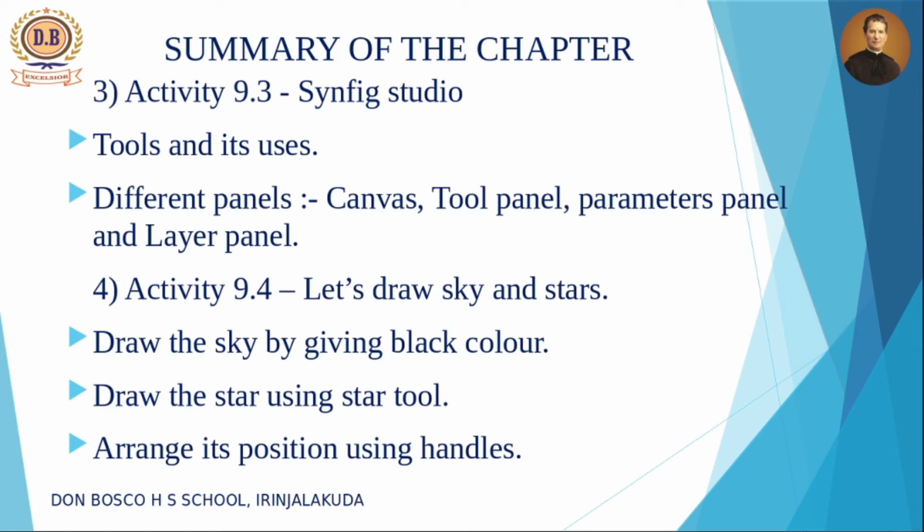So activity 9.4 was let's draw sky and stars. This was our first scene, sky and star, and animating the star. For doing this activity, first of all, draw the sky by giving black color, and then draw the star using the star tool, and then using the transform tool, click on that object. We can see some handles, some nodes, and arrange its position using those handles.